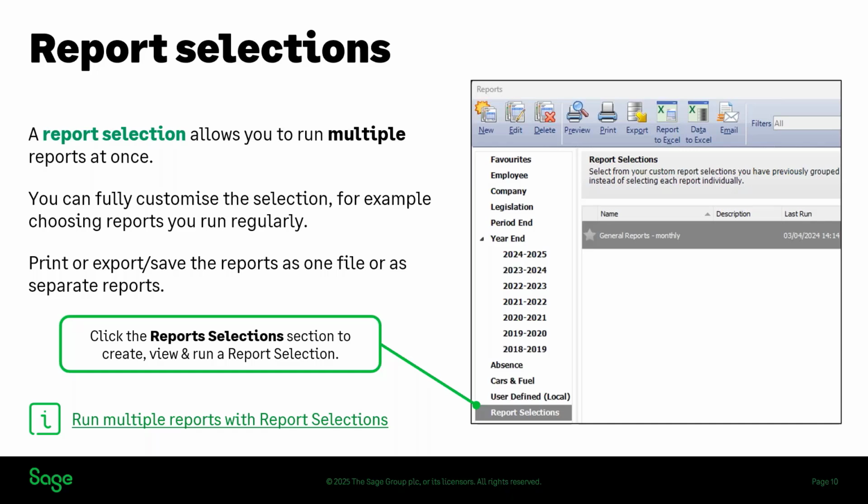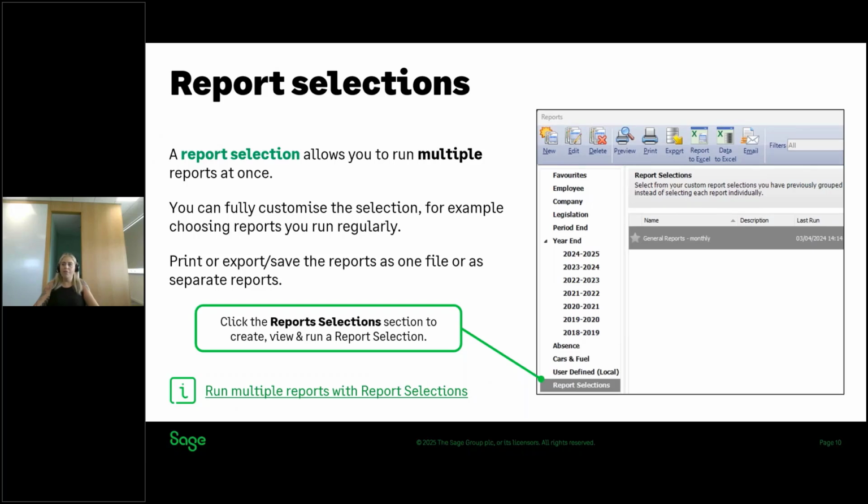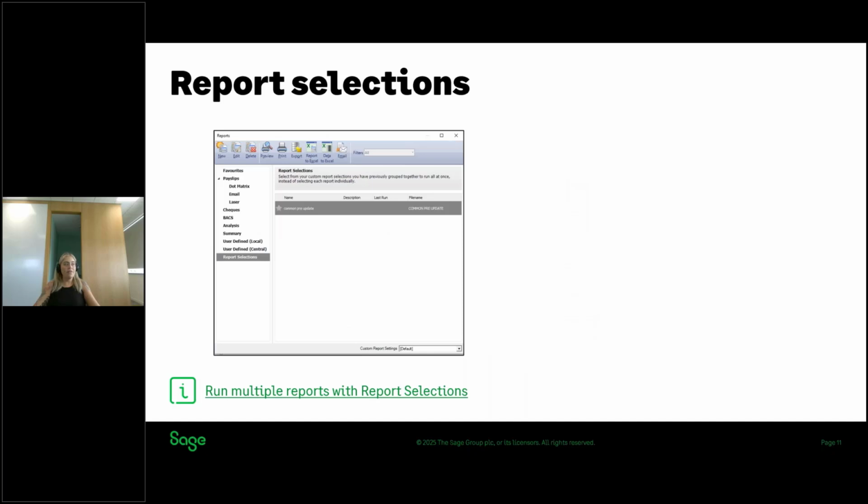So just to do a little bit of a recap of what we've run through today. To get your report selections, you would go into your pre-update or into your post-update reports. You want to hit on report selections down the left-hand side. Then to create a new selection, you're going to be hitting on that new button just in the top left.